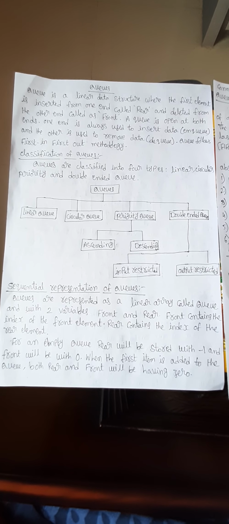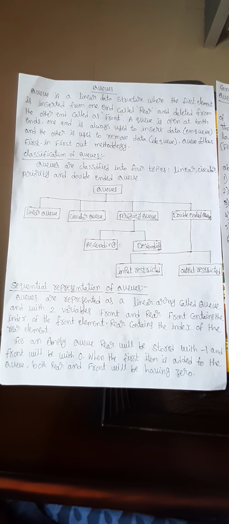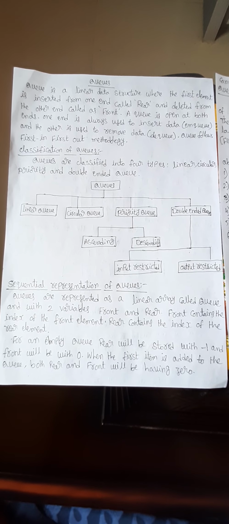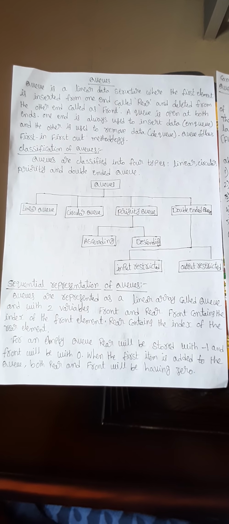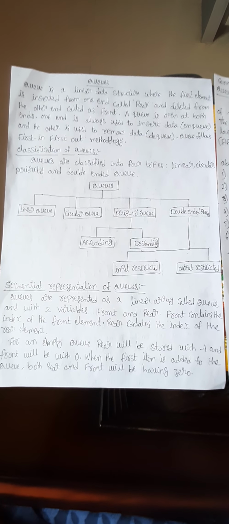A queue is open at both ends. One end is always used to insert the data, which is called the NQ, and the other end is used to remove the data, which is called the DQ. A queue follows the first in, first out method.